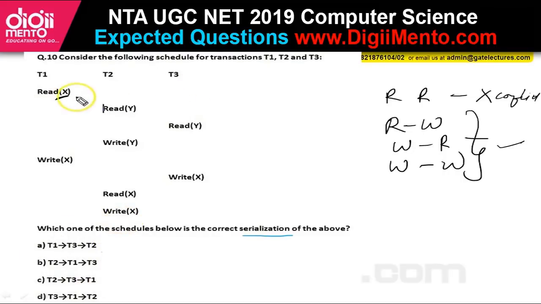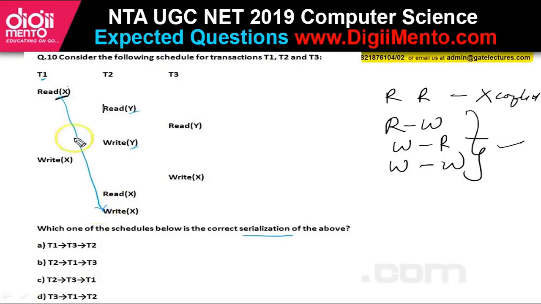Okay, so let's see. First let's catch this T1. They are saying read x, so it is performing a read operation on x. So the data here is x. So let's look at T2. Can T1 and T2 conflict with each other? Here the data is y, so they cannot conflict. Here the write is performed on data y, so not a problem. But here the read, this read is not a problem, but this read and write is a problem.